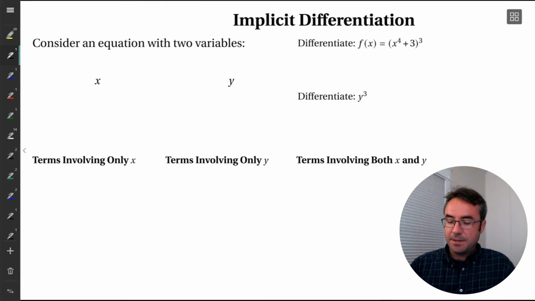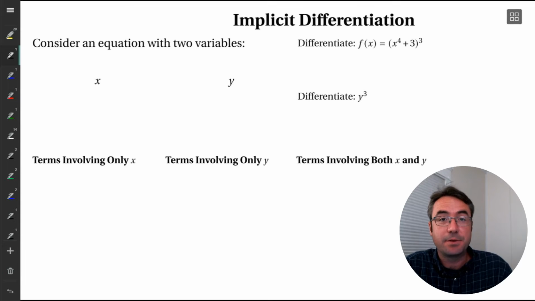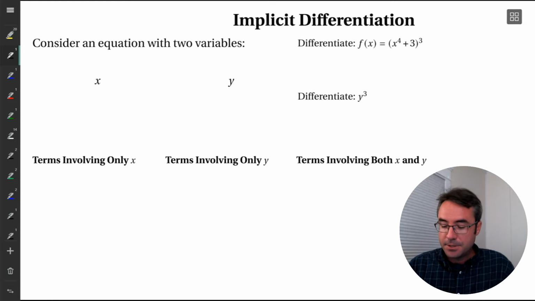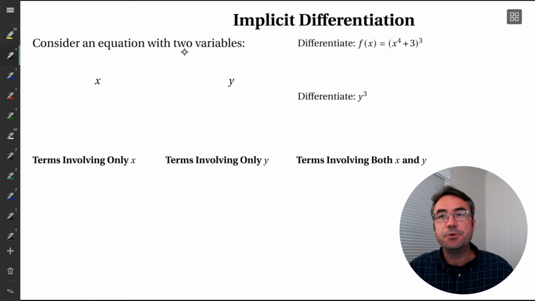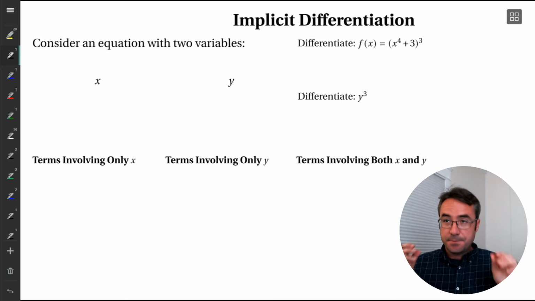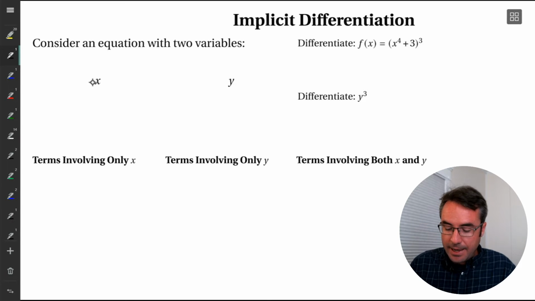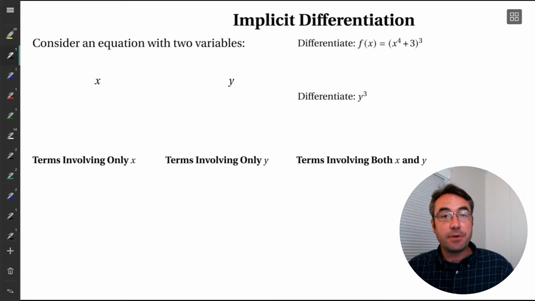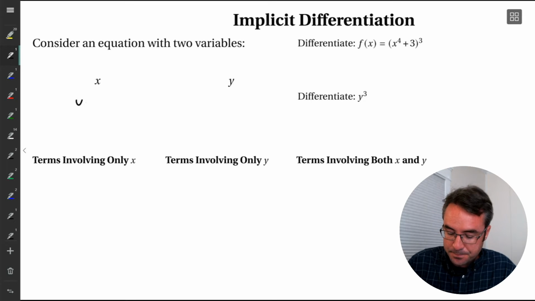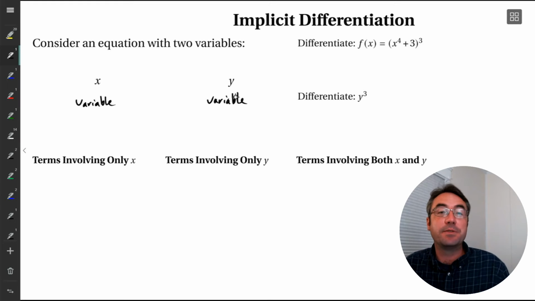So let's start by talking about the implicit differentiation technique. We're going to be considering an equation with two variables, and our two variables are going to be x and y, at least for the beginning, but this could be done with other variables. And how we're going to do this is we're going to view x as a variable, and we're going to view y as a variable too. So we're going to view both of these as variables.